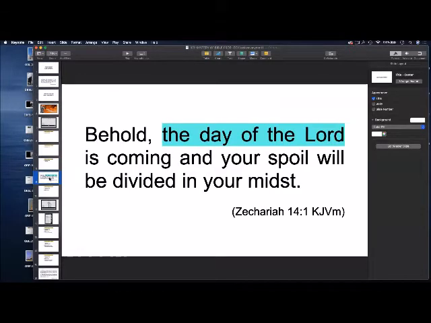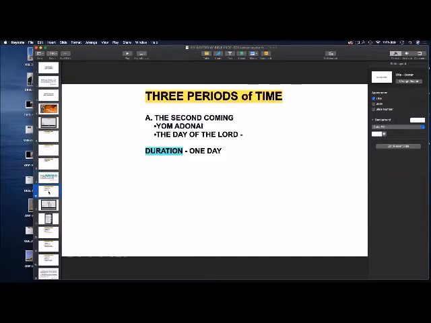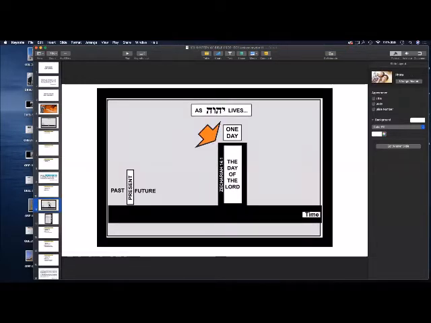Brother Michael: Behold, the day of the Lord is coming, and your spoil will be divided in your midst. Zechariah 14:1. So this period is one of the periods, and it's the primary period that everybody is looking for. Well, most everybody. And the duration is one day. So this goes into our time chart as a future event, one day long.